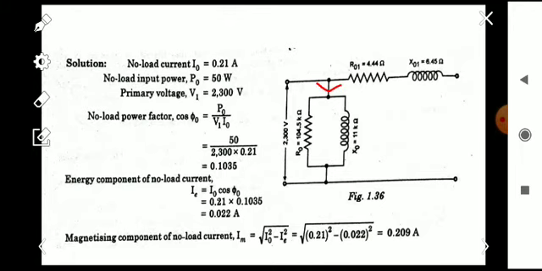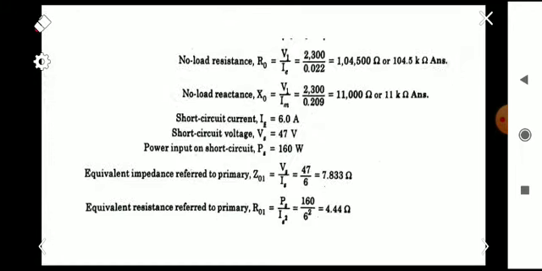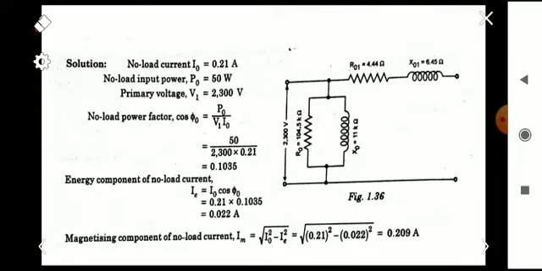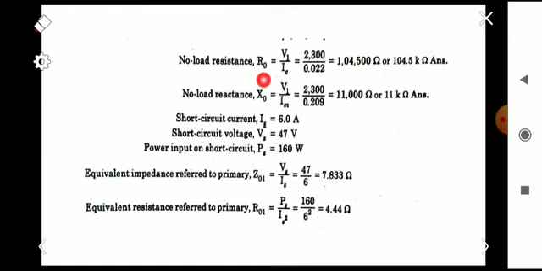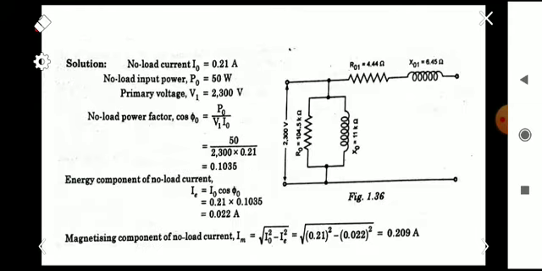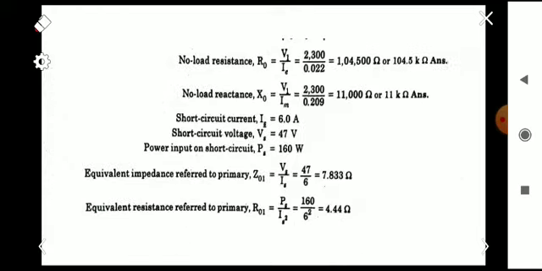I0 is actually divided into IM and IE. Next we can take the short circuit test. Here also the R0 and X0 can be found from the values of this voltage, that is 2300 volt. So R0 is V1 by IE. IE and IM we have already found here. So V1 by IE, we will get R0, and X0 is equal to V1 by IM.